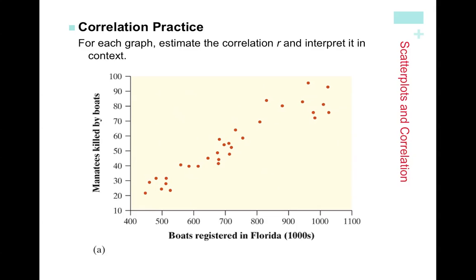And finally, this one, I would say the correlation here is probably somewhere in the neighborhood of 0.85-ish. It's a pretty strong positive correlation. And what this is telling us is that as the number of boats registered in Florida increases, so do the number of manatees killed by boats.